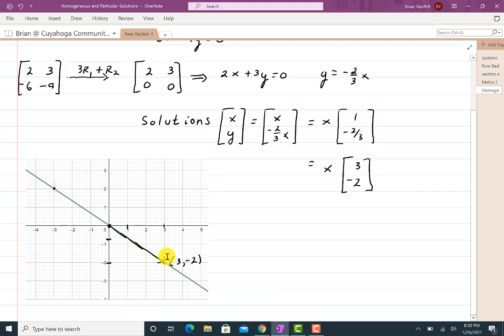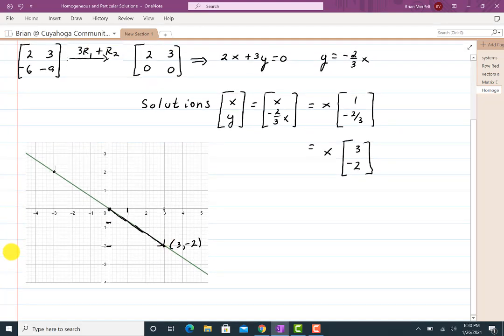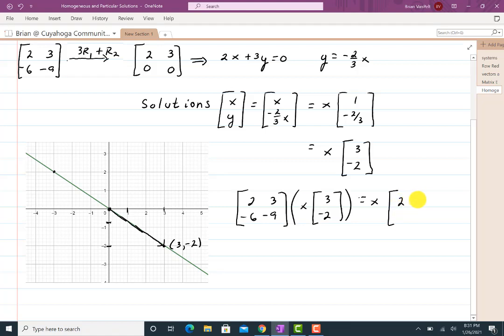There's another thing I wanted you to see about this too. If I take the original matrix, 2, 3, negative 6, negative 9, and I multiply it by any vector that is the solution, remember what I can do is factor the x out front. Here x is just working as a scalar. It doesn't have the little arrow above it. So let me continue.